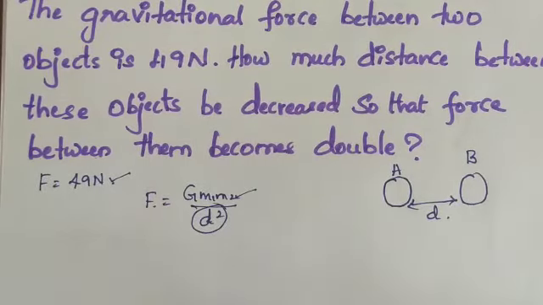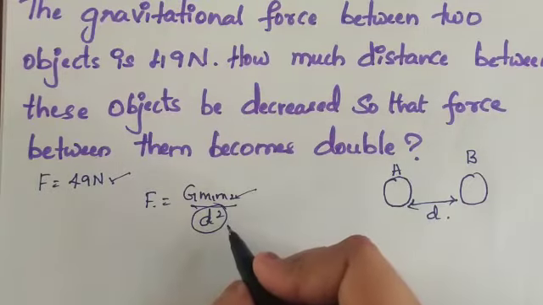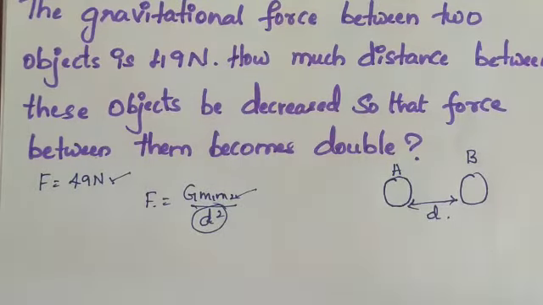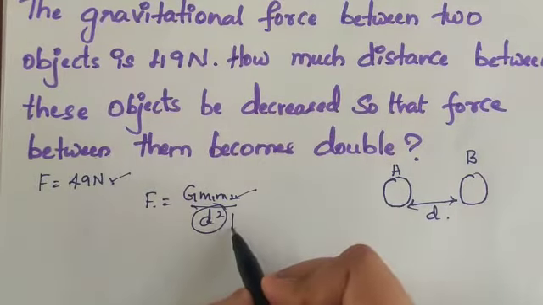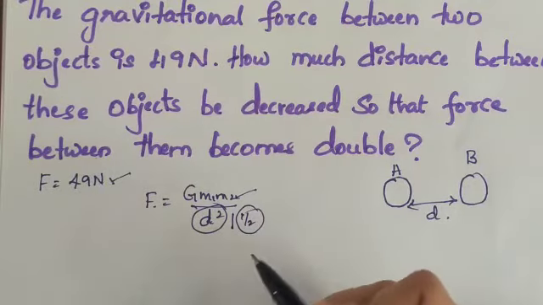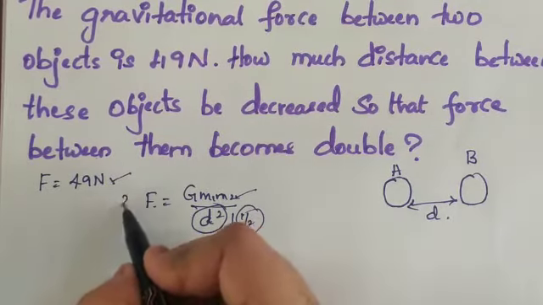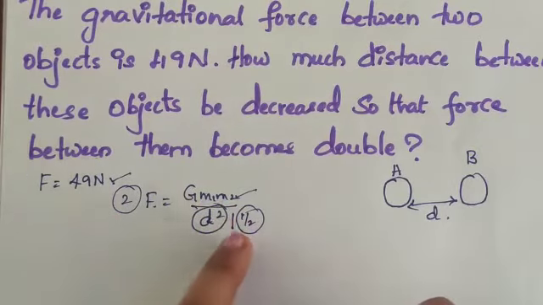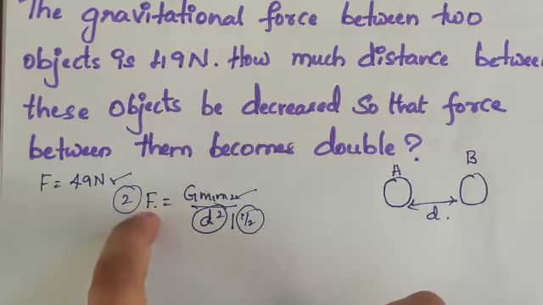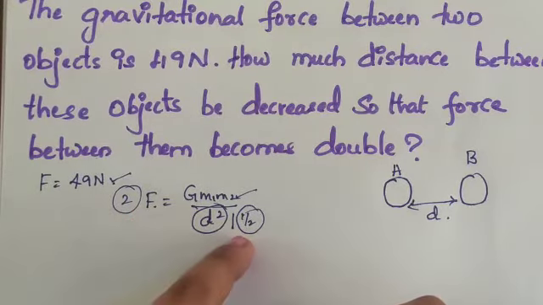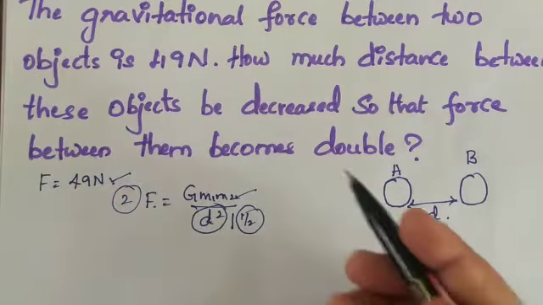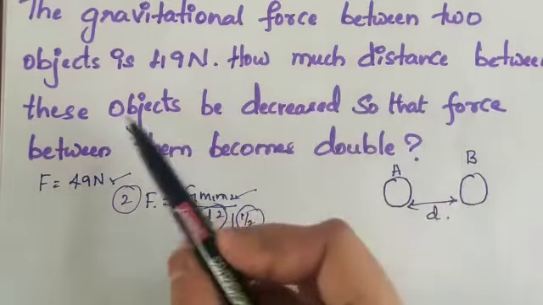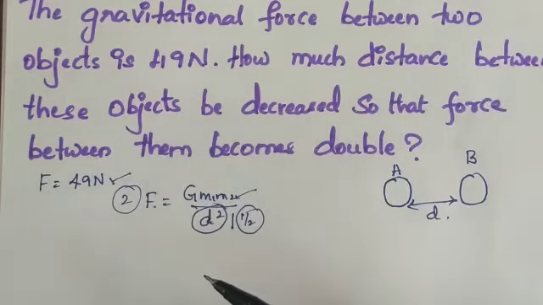If I reduce the distance, by how much? That I don't know. While thinking, you will say that if I reduce the distance by half, the force will become double, isn't it? Because these two are inversely proportional. If the distance is doubled, the force will become half. So what is the question? How much can the distance between the two objects be reduced so that the force between them will become double?